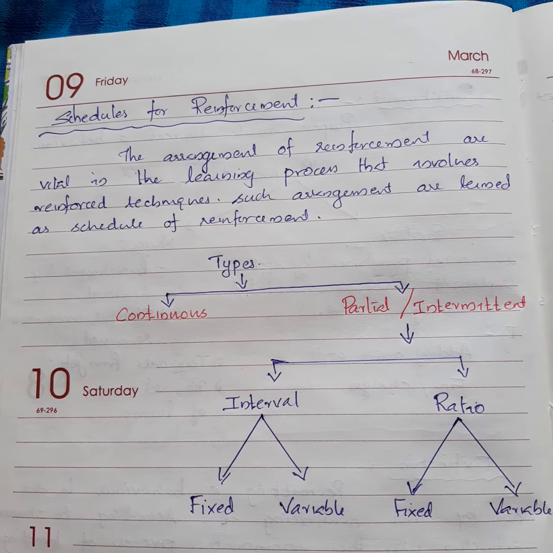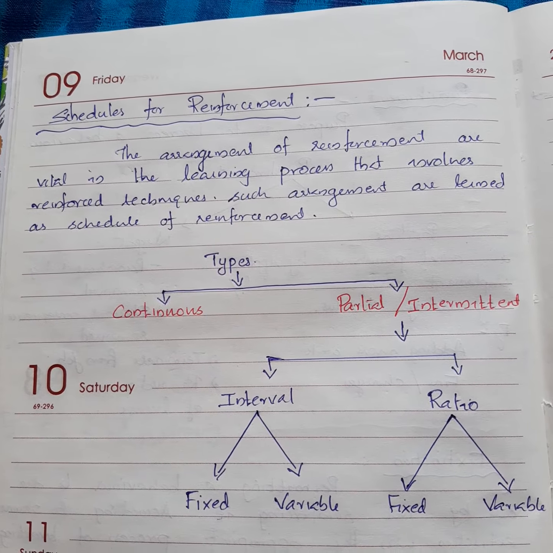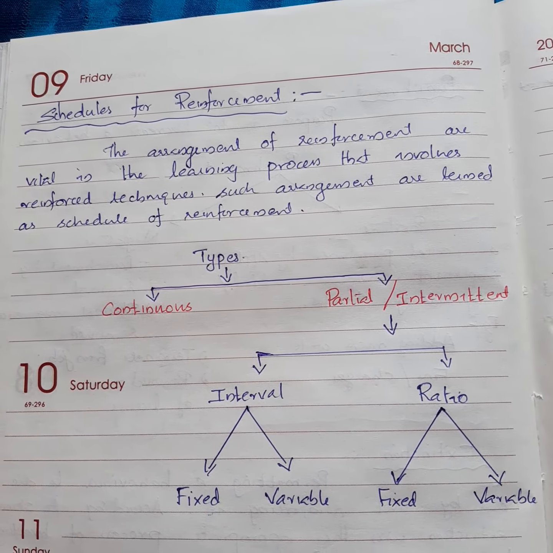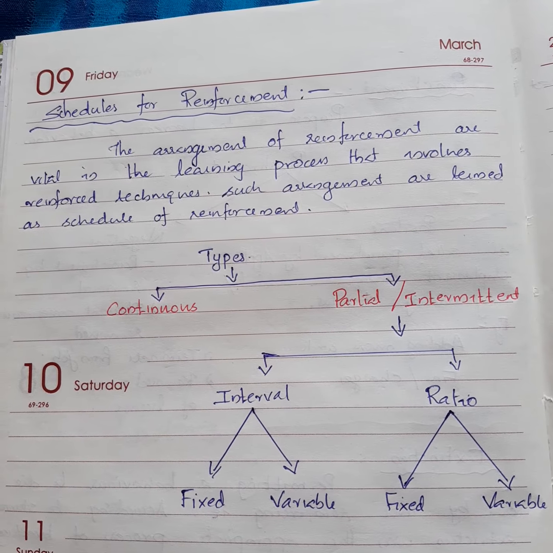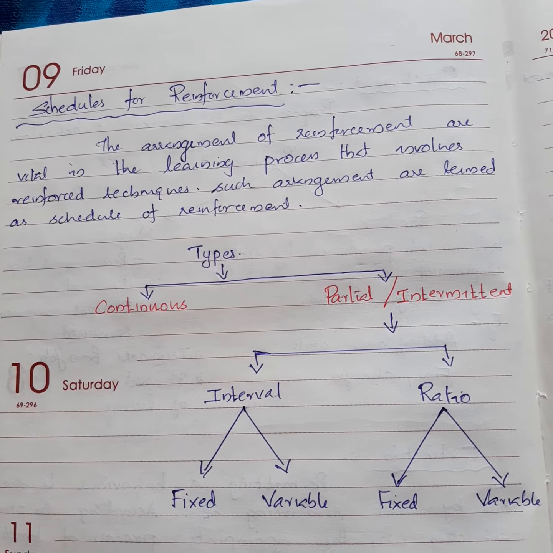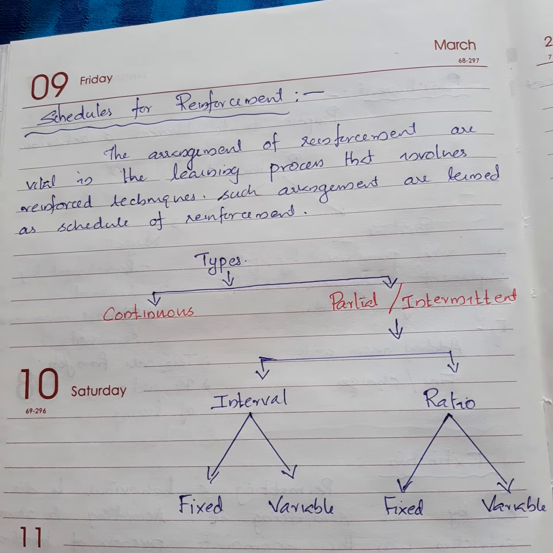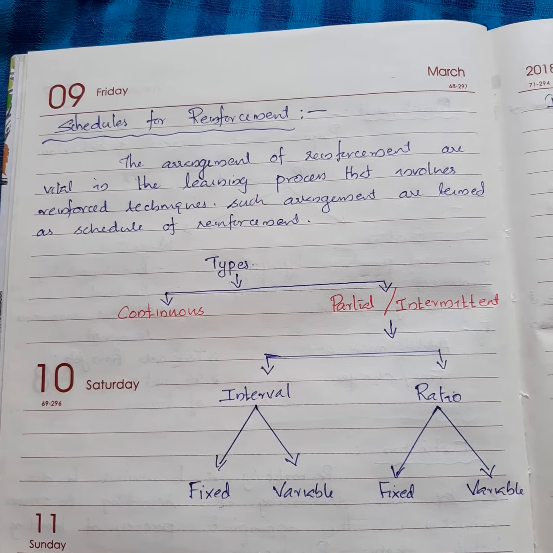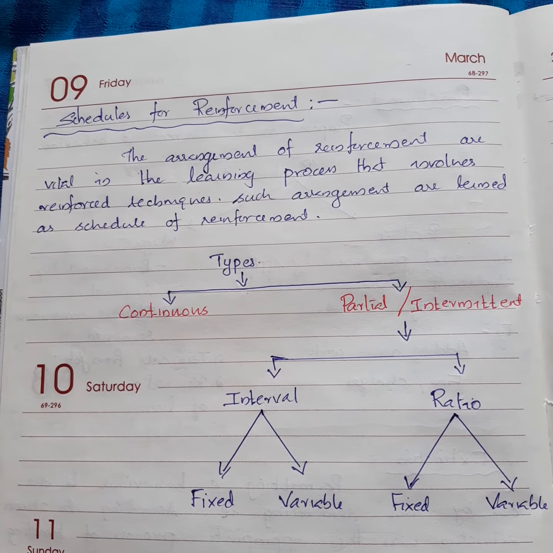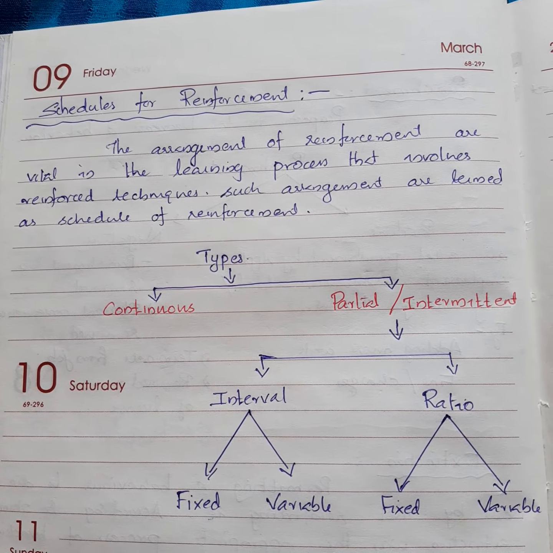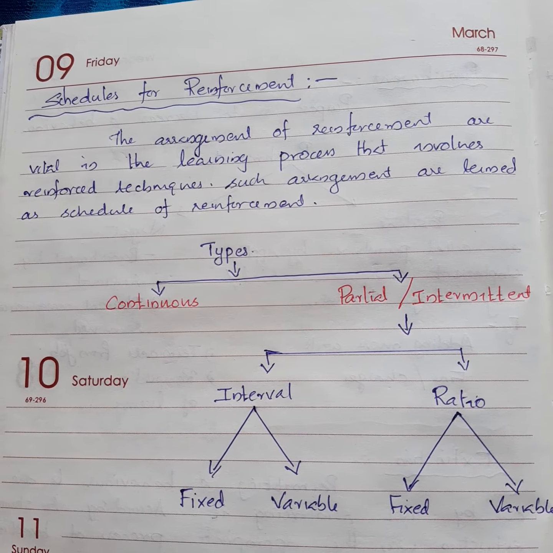In the last video we discussed the operant conditioning theory of Skinner and the operations involved in operant conditioning. Today we are going to deal with schedules of reinforcement. Before that, just recall what we know about reinforcement. Reinforcement is a stimulus whose presentation or removal increases the probability of a response.